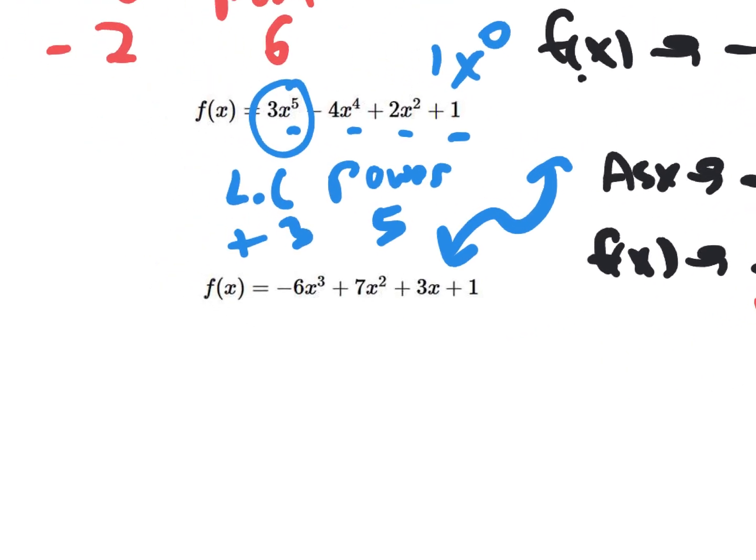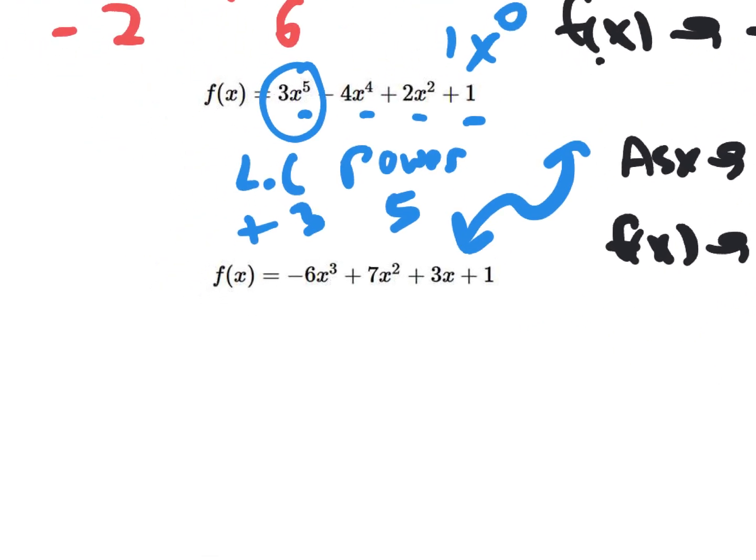Last one. Are they in order? 3, 2, 1, x to the 0. They are in order, so I don't have to do hunting. There they are. There's my leading term, so my leading coefficient is negative. That's all I really care about, that it's negative. But I'll put the 6 just because. And the highest power of that polynomial is a 3. That means it's a cubic, a third degree.